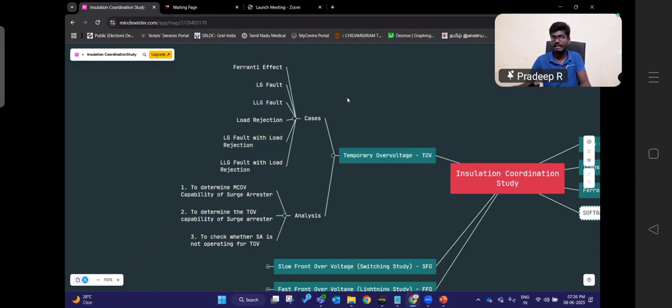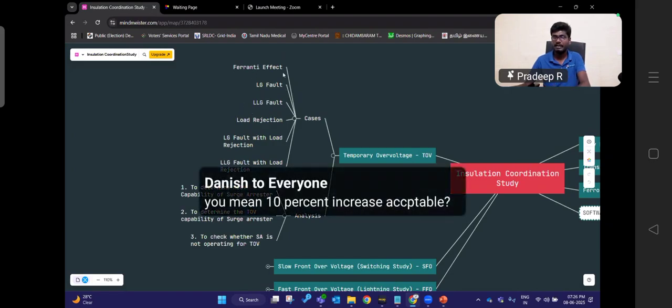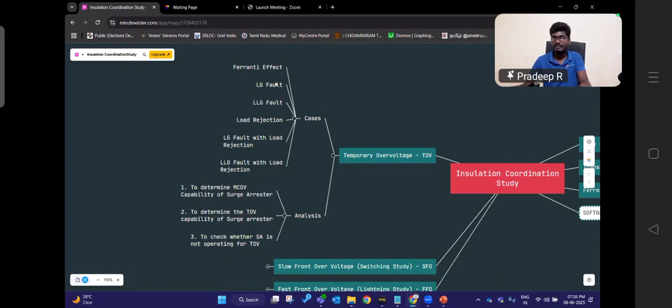It will be completely eradicated. And when coming to LG fault and LLG fault, how will we be considering this? We cannot say the duration here, right? For example, an LG fault can occur, and there is a probability that it can be cleared or cannot be cleared, right?